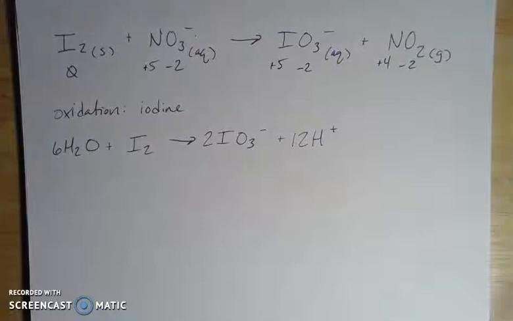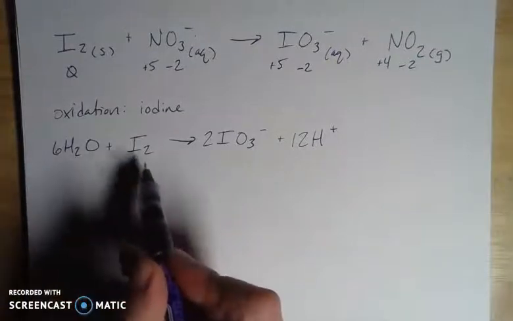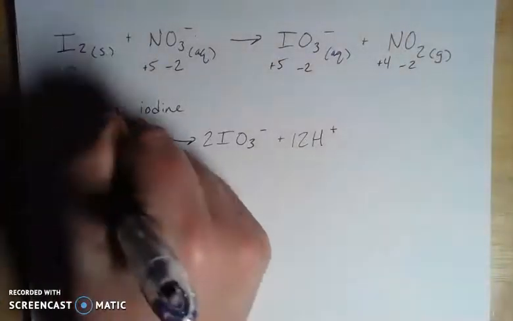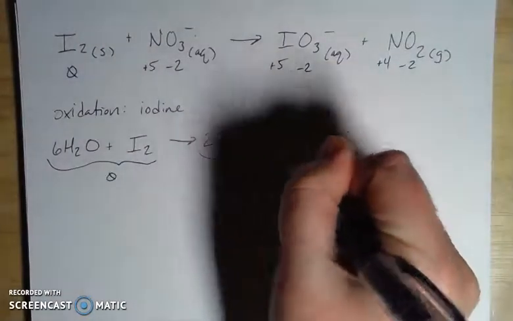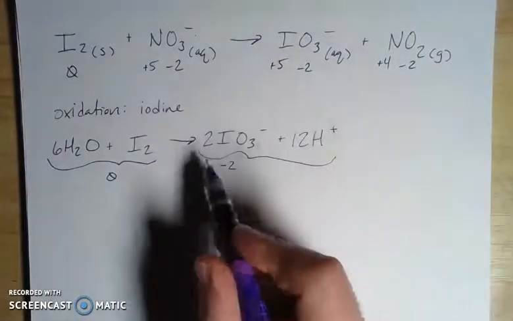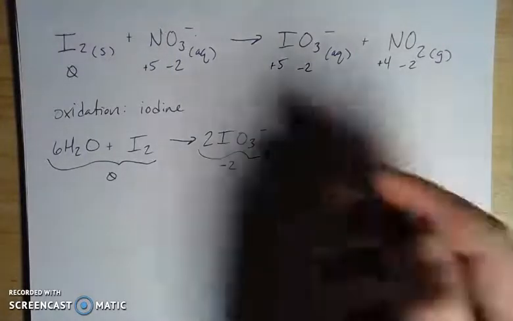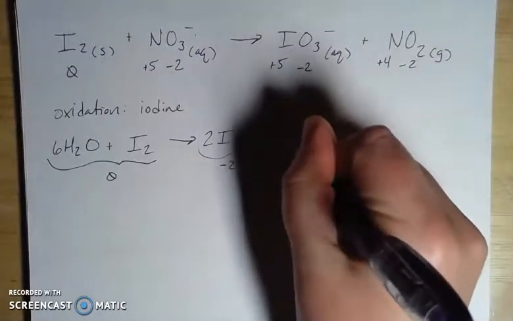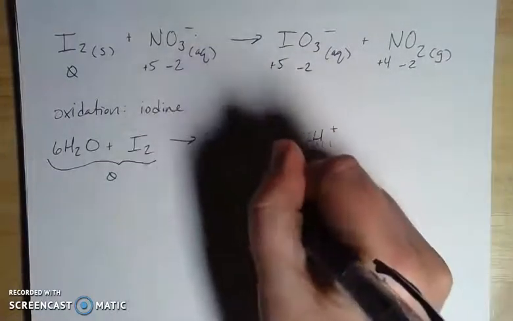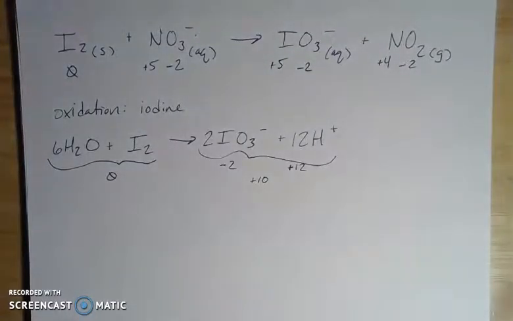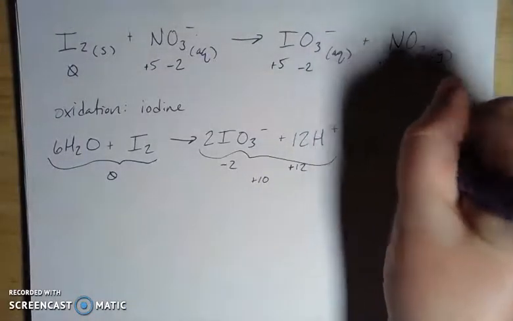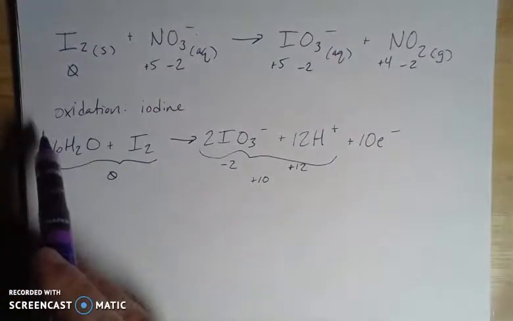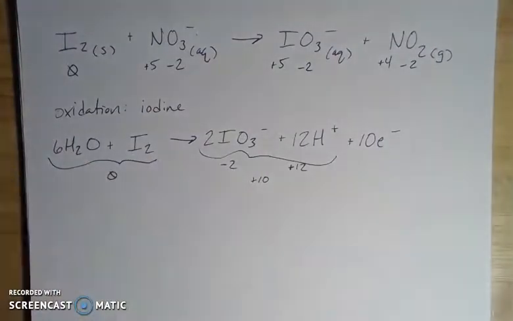And now I need to think about electrons. If I look at the net charge on this side, there's no net charge, right? They're both neutral compounds. So I have 0 net charge on this side. If I look at this side, I have a -2 here, so 2 times my -1, and 12 times my +1 gives me a +12. So my whole net charge here is going to be a +10. So in order to balance it out with the 0 on the other side, I need to add 10 electrons to this guy. So here is my new half reaction that shows that oxidation step. Okay, so far so good.